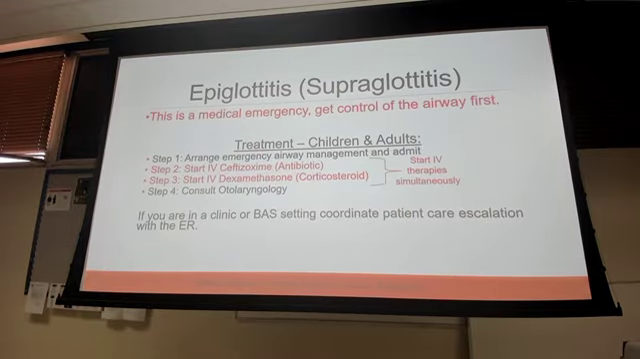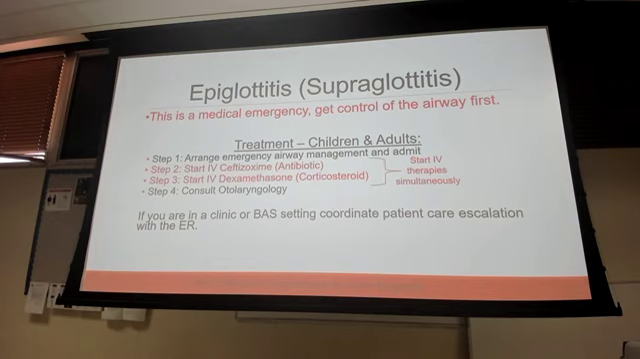Now getting into the treatment, so medical emergency, get control of the airway, and that means arranging for intubation. Depending on how the patient is presenting, it could be a nasal cannula or an oropharyngeal airway, depending on your setting. But whatever you do, the first thing is to get control of the airway. And then after that, we're going to start IV antibiotics and then dexamethasone, and we can consult ENT if necessary.